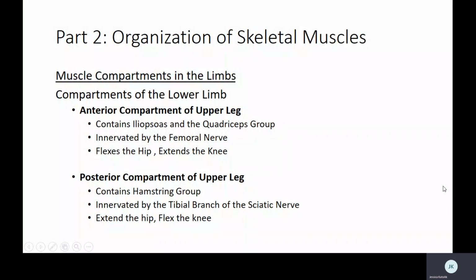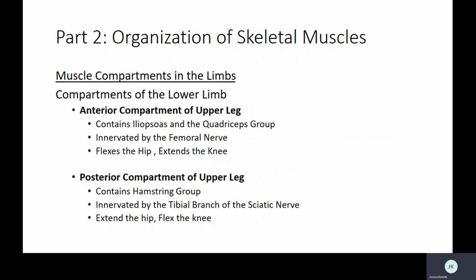Hello, and welcome back to Mammalian Anatomy and Physiology. What we're going to do here is continue our conversation about the compartments of the limbs. And here, rather than focusing on the upper limbs, we're going to look at the compartments of the lower limbs.